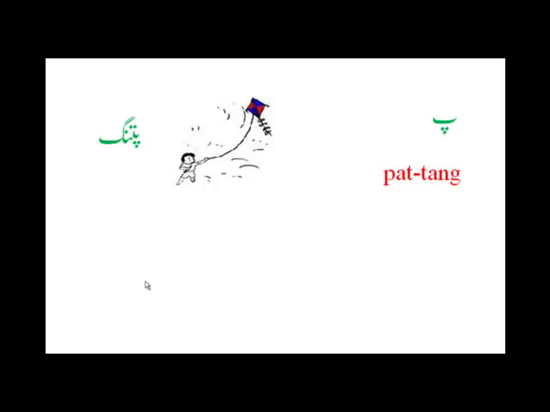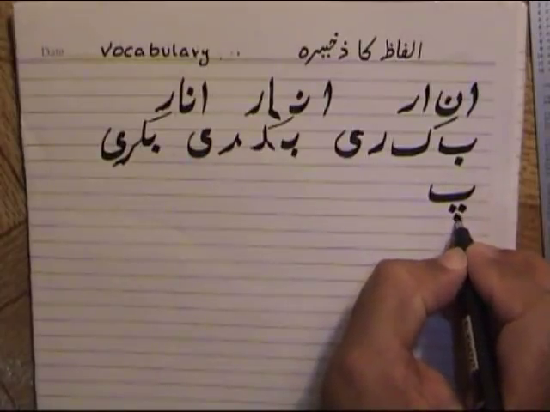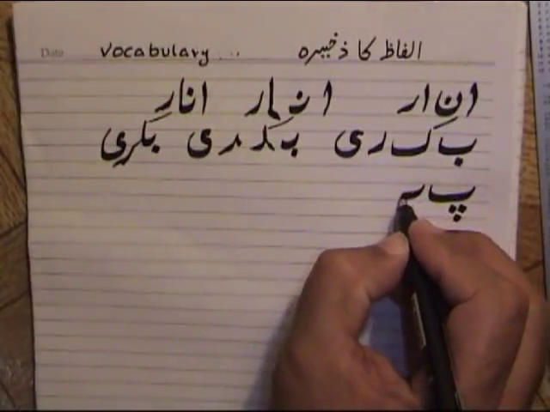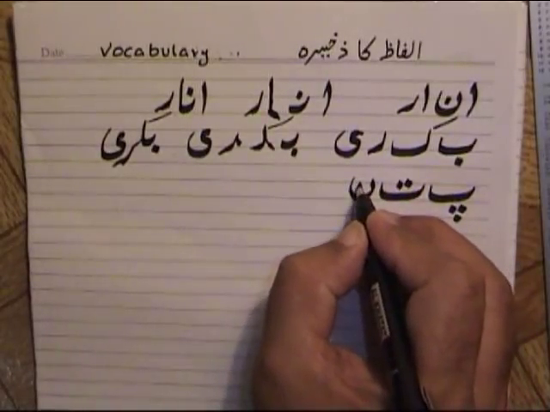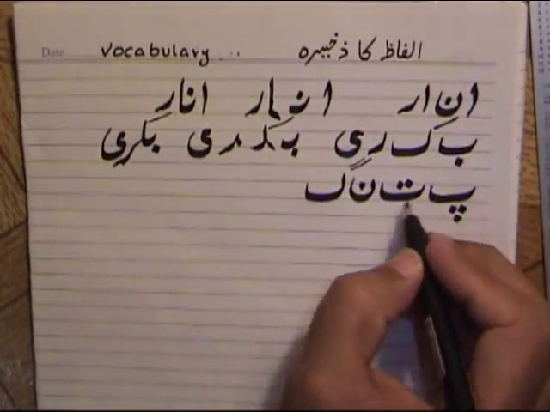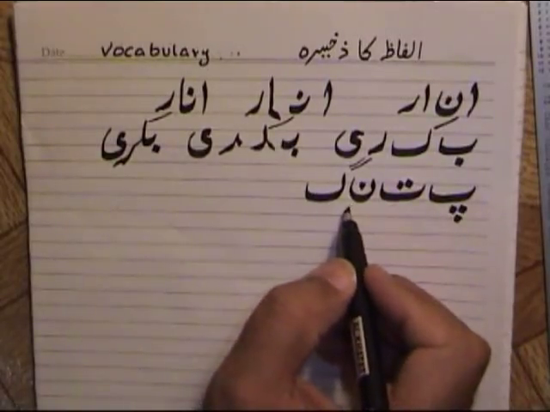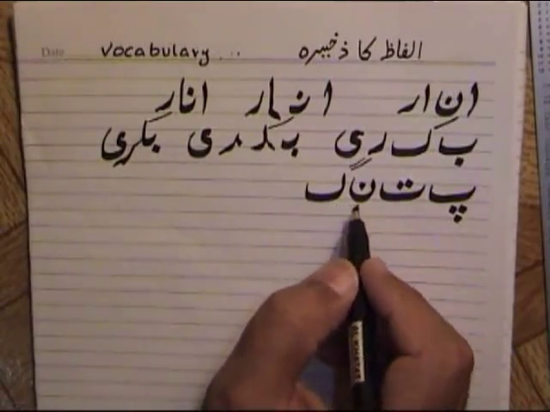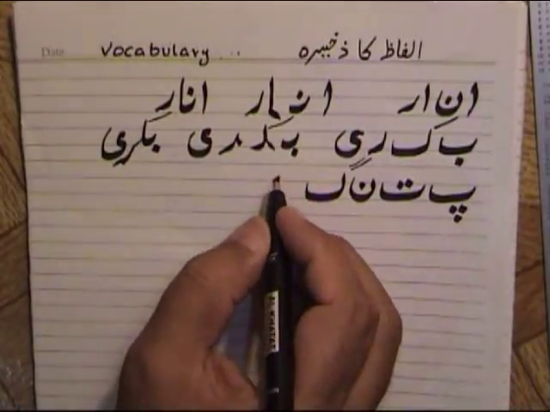Pe Patang, kite. Pe Patang. In Patang we have four sounds: Pat, Patang, Noon, Patang. We have four sounds. So all these four letters are connectors. So we will not break them in parts, rather we'll make it one group.